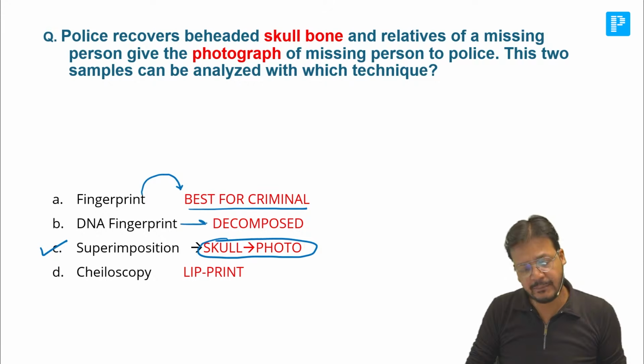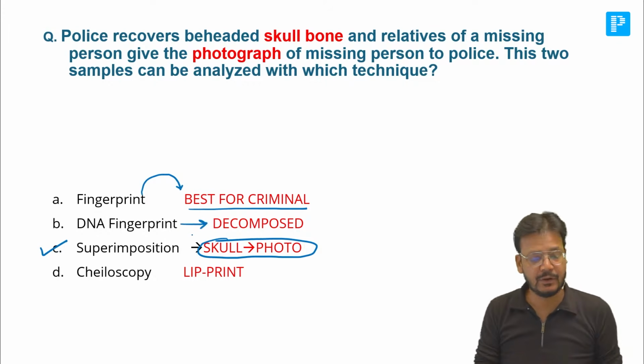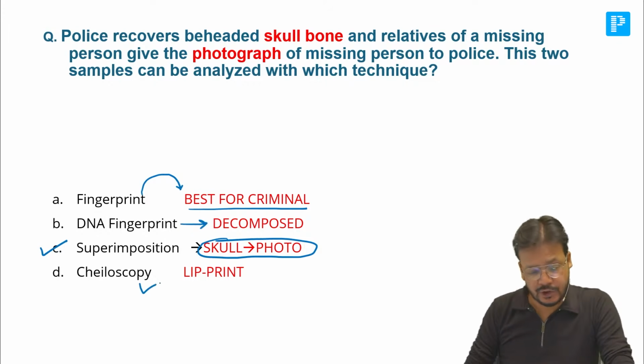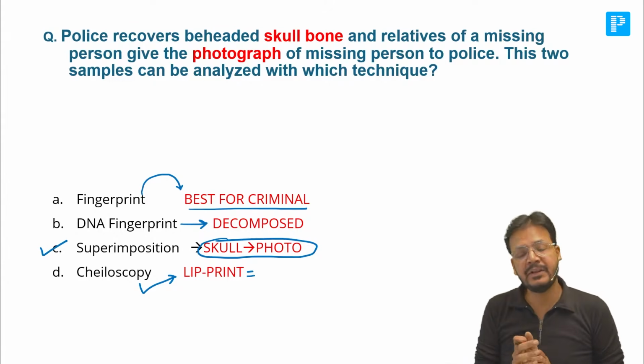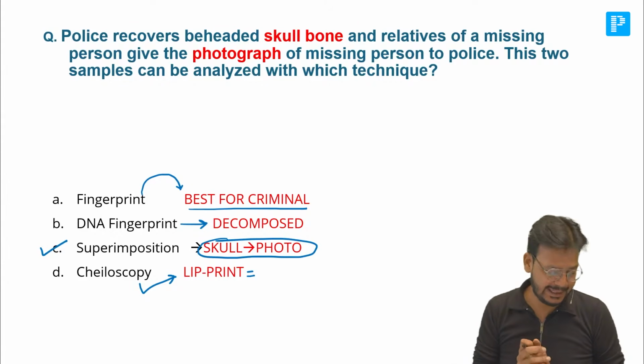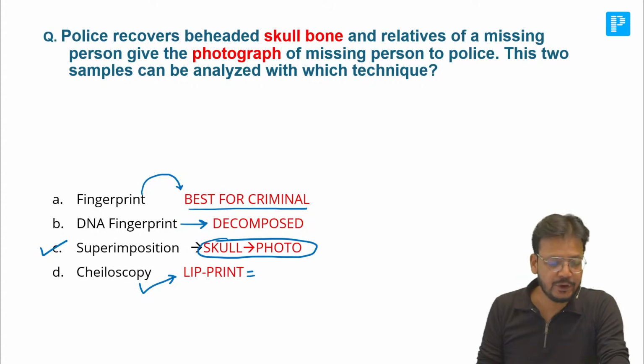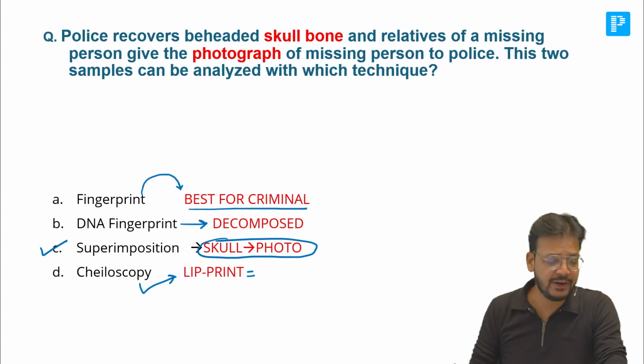DNA fingerprints are mostly used for decomposed bodies or DNA analysis. Chiloscopy is the study of lip prints. That is very important, my dear friend. So, skull compared with the photograph is the superimposition technique. DNA analysis for decomposed bodies, fingerprinting is the best for criminal identification, and chiloscopy is the study of lip prints.